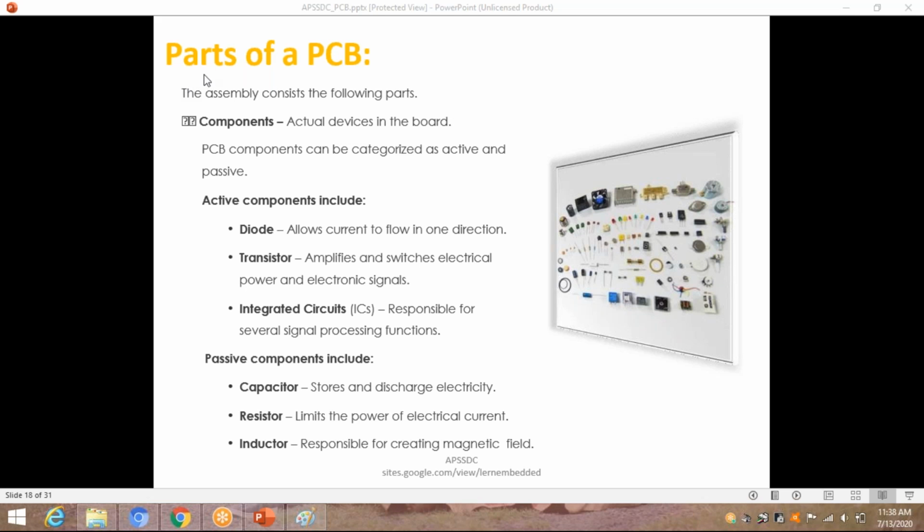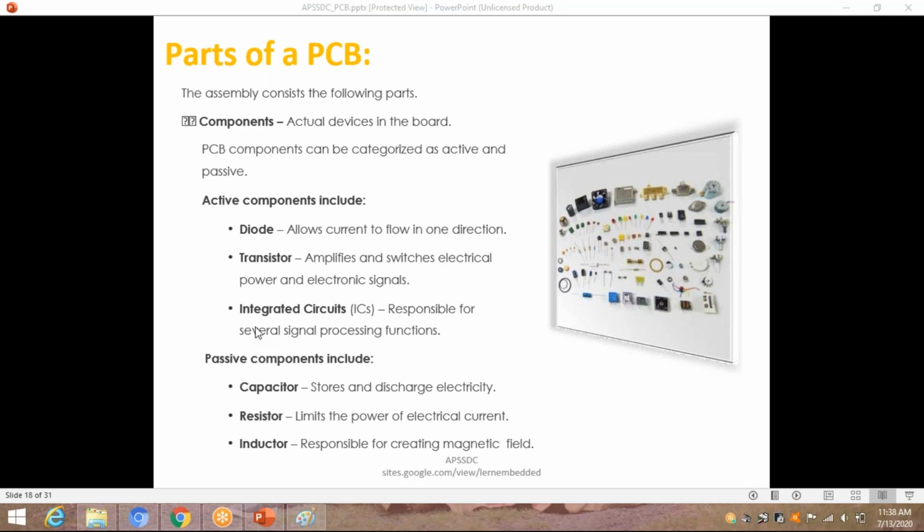Okay, this is not the parts of a PCB. Actually, they are components used in PCBs. The actual parts of a PCB will be in the next slide. Keep in mind that these are the components used in PCBs. Is it clear, everyone? Okay, what are the components?